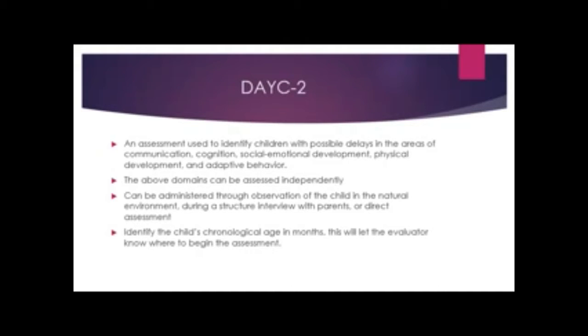For the DAISY 2, you'll see you have a copy, so if you could get that out and look through that really quick. At the very front page of every domain, of every area, it has a chronological age box. When you're administering this one, you have to identify the client's chronological age in months. And the DAISY 2 typically is used for children up to the age of 5. So you're not going to be using this assessment if you're assessing a 16-year-old client or an 11-year-old client, typically.